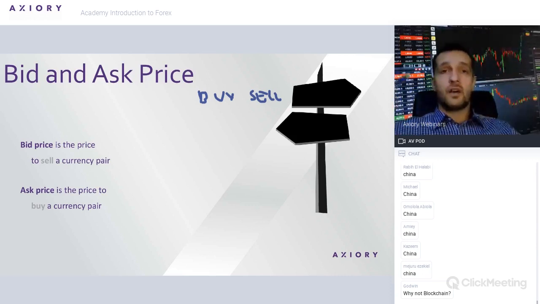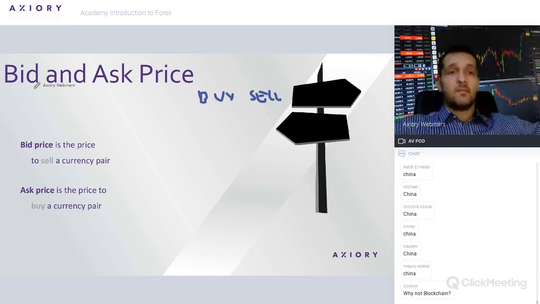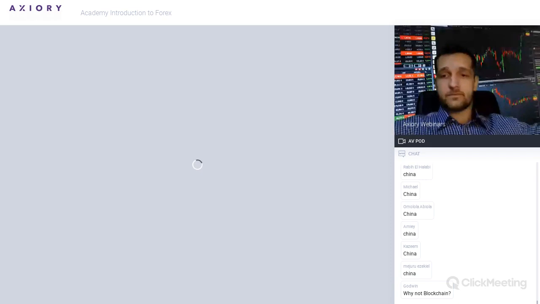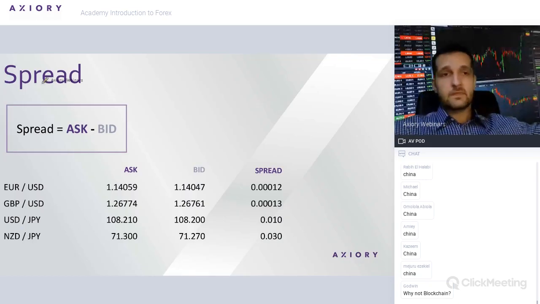Okay, if you trade with bid, you close it with ask. If you trade with ask, you close it with bid. So those two prices are used an equal amount of time. And the bid price is the smaller one. It's used to sell currency. The ask price is the higher one, used to buy currency. Spread: the difference between those two, ask minus bid, is the spread.